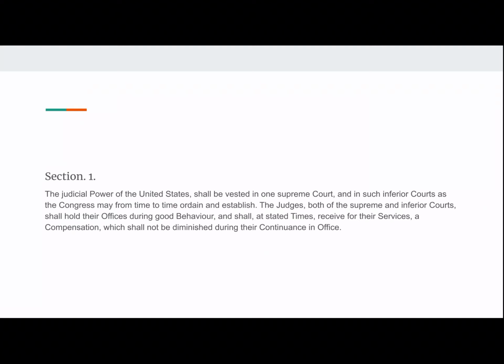And you can see that this section, just like in Article 1 and Article 2, it covers the compensation, although they're not allowed to receive a pay cut according to Section 1 here.